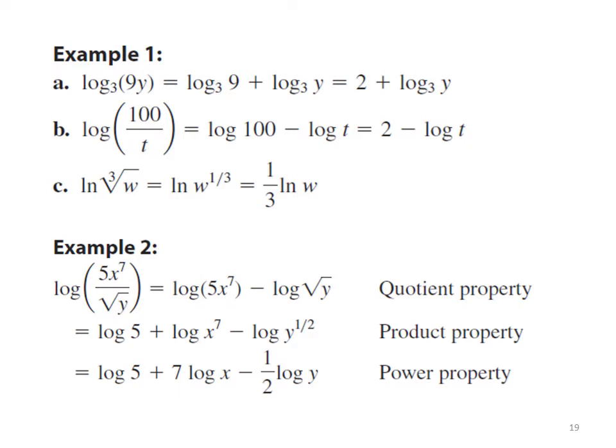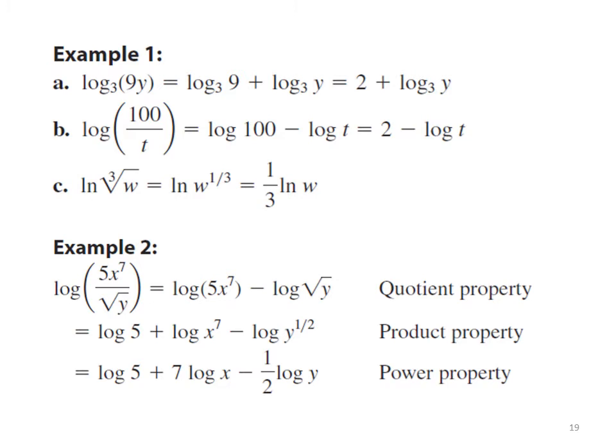Log 100 over t is log 100 minus log t. Of course, log 100 is 2, since 10 to the 2 is equal to 100, so we get 2 minus log t. Log the cube root of w is just log w raised to the power 1 over 3, which is equal to 1/3 times ln w. You can just take the power and multiply the ln by the power, which is in this case 1 over 3. Now, applying the log to an expression will simplify it by using those rules.